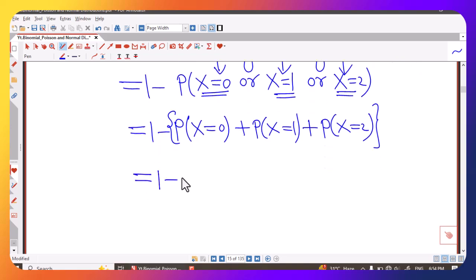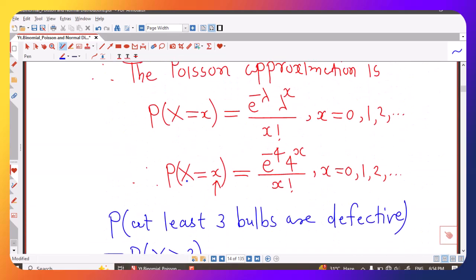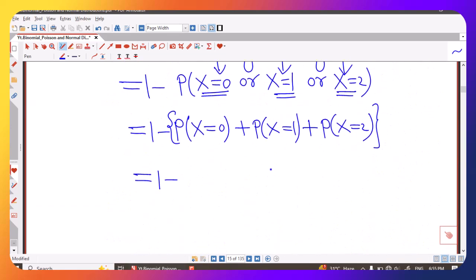Now we have this formula, the probability of x defective bulbs is given by e raised to minus 4 times 4 raised to x by x factorial. So here we will first put x equal to 0 to obtain the probability of X equal to 0. Then x equal to 1 will give us the probability of X equal to 1, and for x equal to 2 we will replace small x by 2, so that we are substituting in that formula.